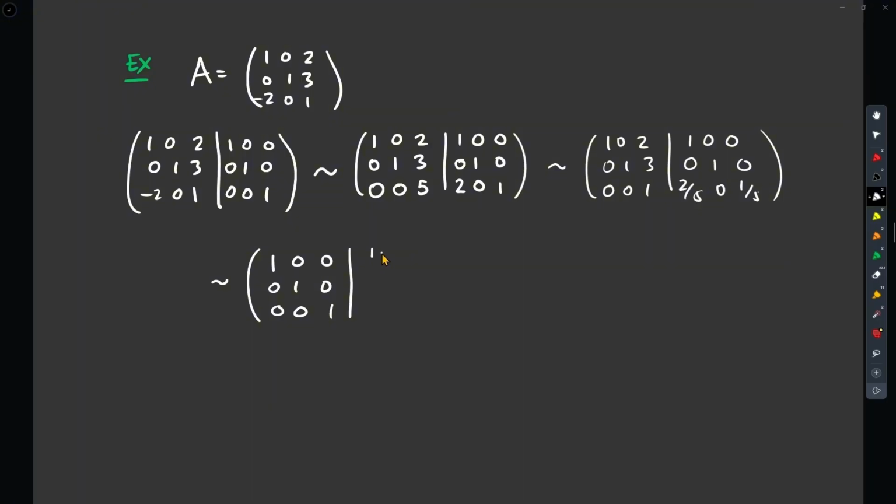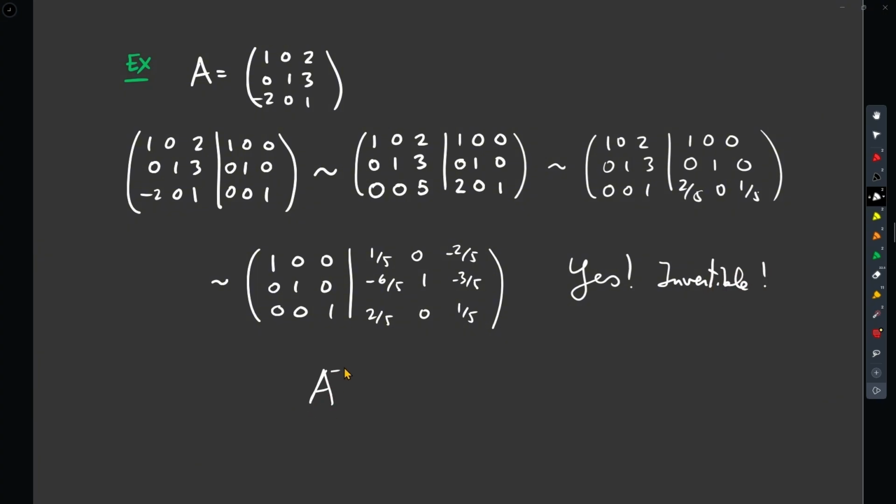And here I get 1 over 5, 0, minus 2 over 5, minus 6 over 5, 1, minus 3 over 5, 2 over 5, 0, and 1 over 5. So yes, it is invertible. It is invertible. And the inverse matrix is that matrix, 1 over 5, 0, minus 2 over 5, minus 6 over 5, 1, minus 3 over 5, 2 over 5, 0, 1 over 5.